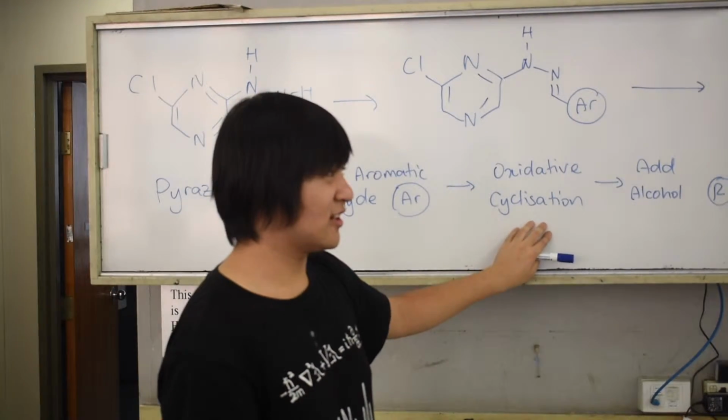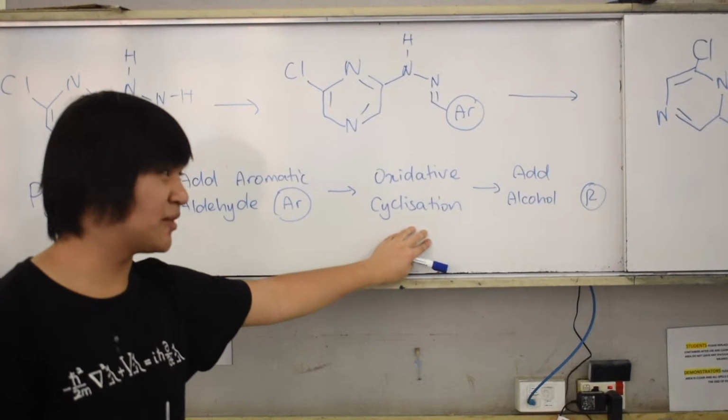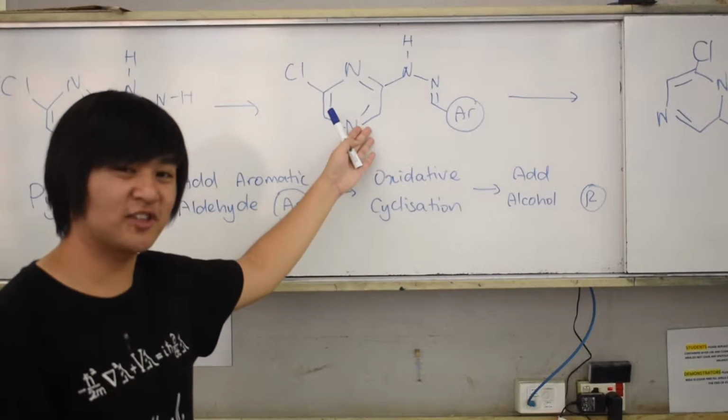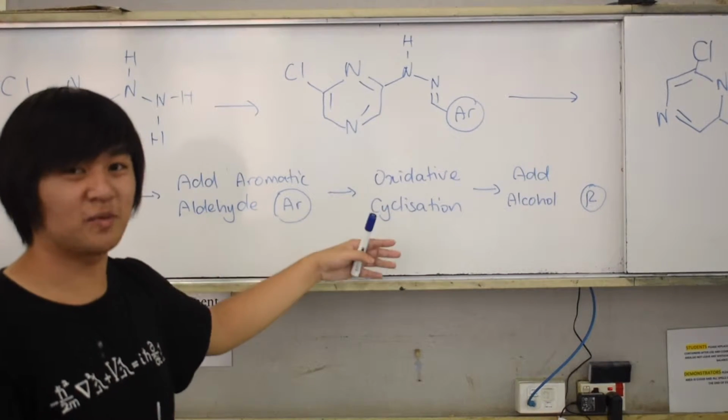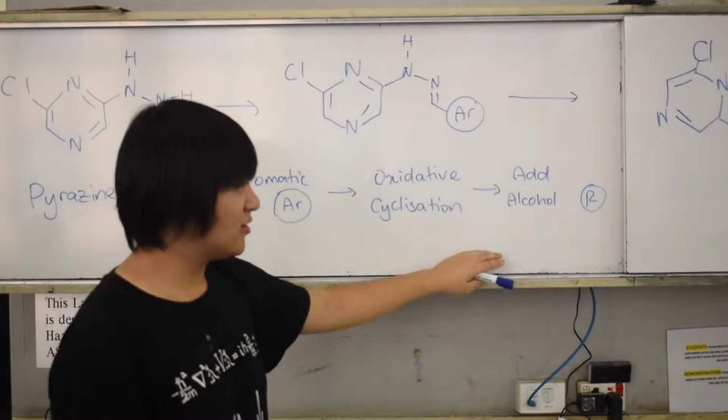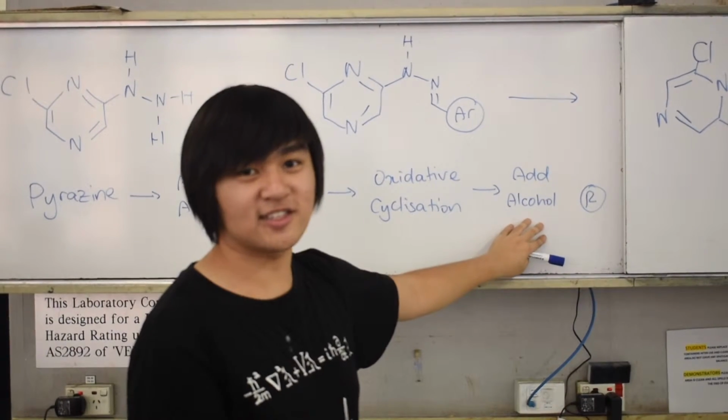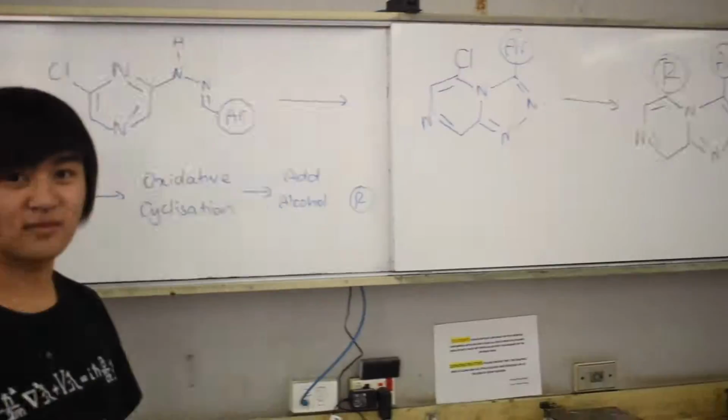Next is oxidative cyclization. This is a bit complicated, but basically we're just trying to change the shape of this structure to get the pyrazine core that we want. After that, we finally add an alcohol, and this is the second functional group that we're interested in.